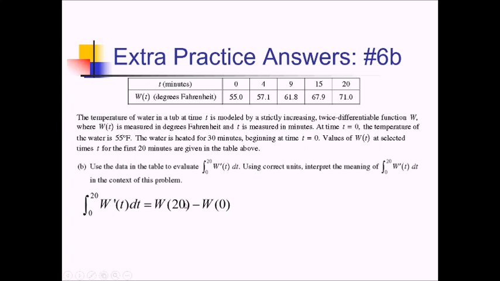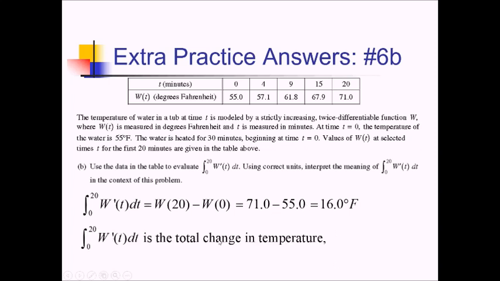Well, what is W of 20? In the table, that's 71 degrees. W of 0 is 55 degrees. So we have 71 minus 55, and since we're just doing these output values, this is going to be 16 degrees Fahrenheit. Now, what does this actually mean? We just found the total change in our water temperature in degrees Fahrenheit from time 0 to time 20 minutes.